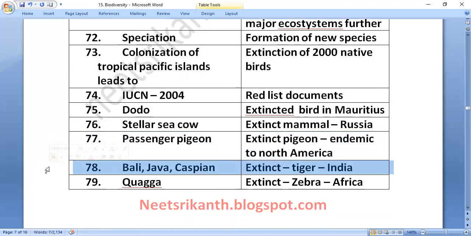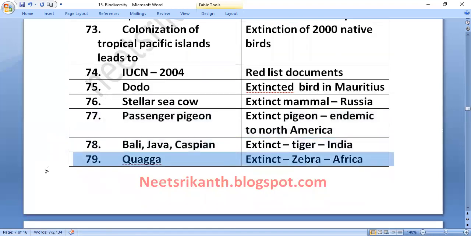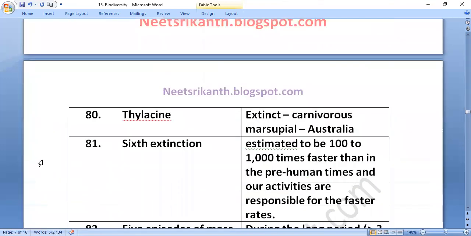Bali, Java, and Caspian are the extinct tigers. Quagga, an extinct zebra, belongs to Africa. Thylacine, an extinct carnivorous marsupial from Australia.